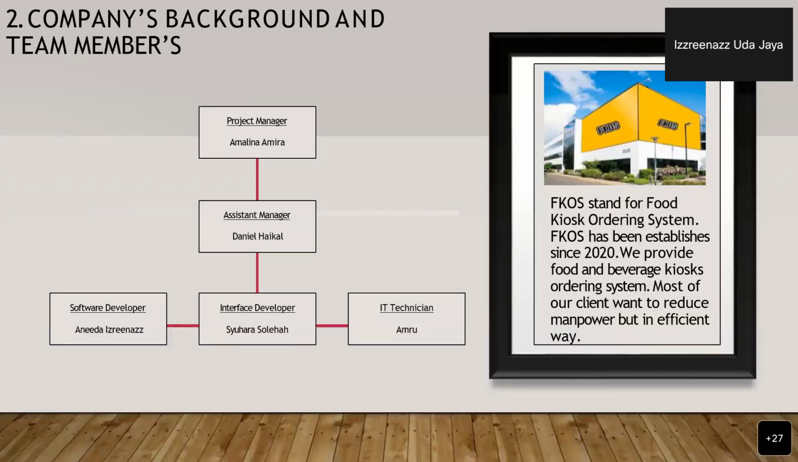Next, company background and team members. My company name is FKOS, stand for Food Kiosk Ordering System. FKOS have been established since 2020. We provide food and beverage kiosk ordering system. Most of our clients want to reduce manpower but in more efficient way.